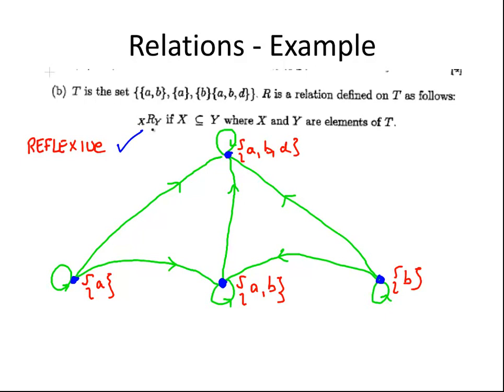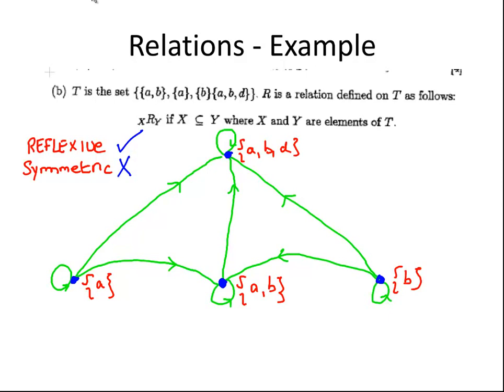Now, is it symmetric? If X is a subset of Y, is Y necessarily a subset of X? In that case, it would be symmetric. Well, {A} is a subset of {A, B}, but {A, B} is not a subset of {A}. Likewise, in every other pairing, the relationship only works one way. So in this case, we do not have a symmetric relationship. If one is a subset of the other, it doesn't necessarily work in reverse.